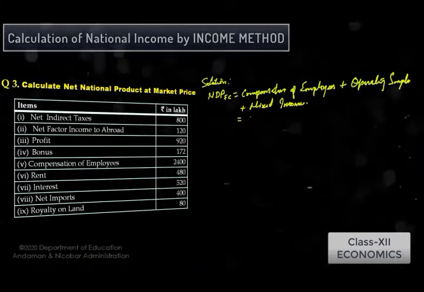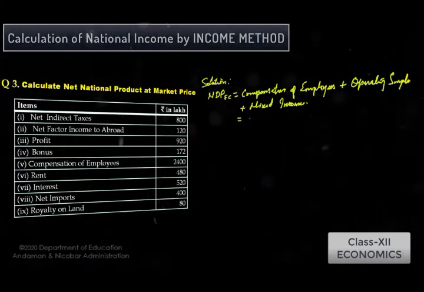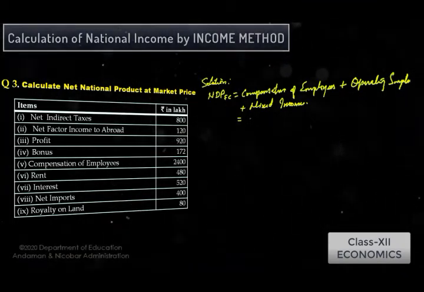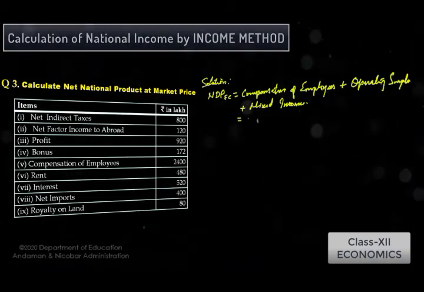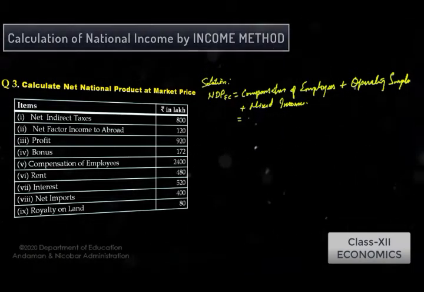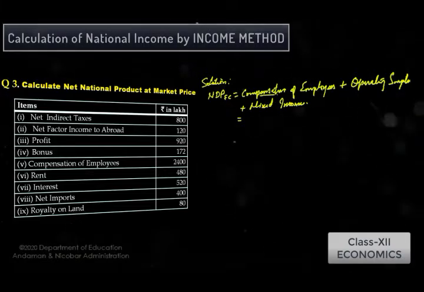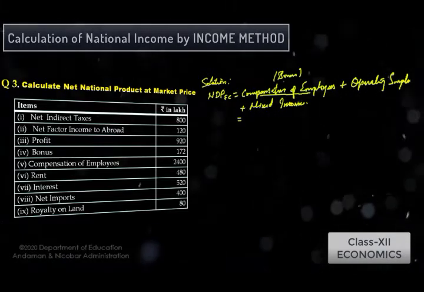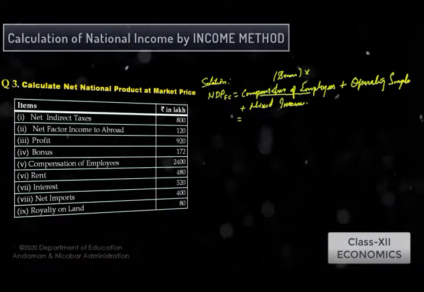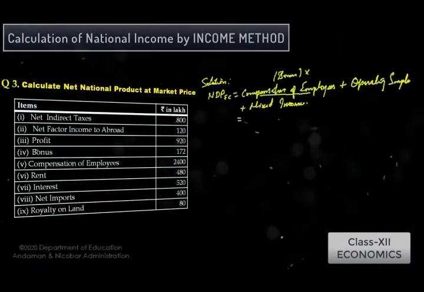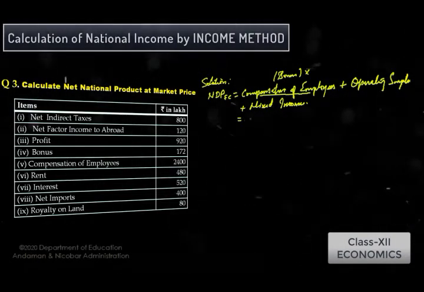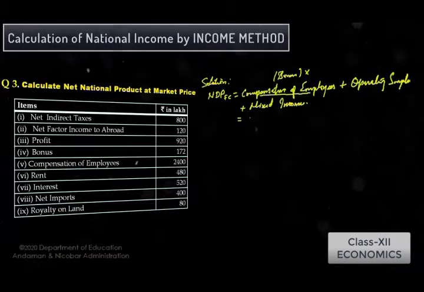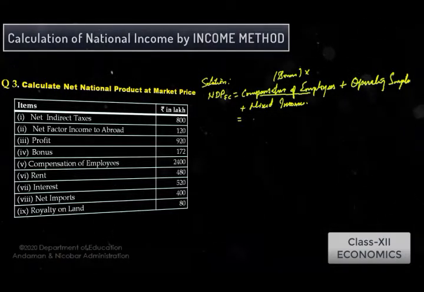So we will not include the value of bonus in this calculation, because the bonus is the payment made in cash to the employees by the employer. The compensation of employees already includes the value of bonus, so we will ignore the value of bonus in the calculation of national income through this method. And apart from that we have the royalty on land. So royalty on land will be included. Royalty is separately paid to the owner of the land, so along with the rent on the land, the royalty will also be included in the calculation of national income through the income method.